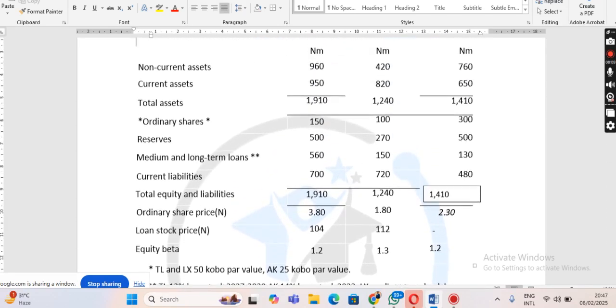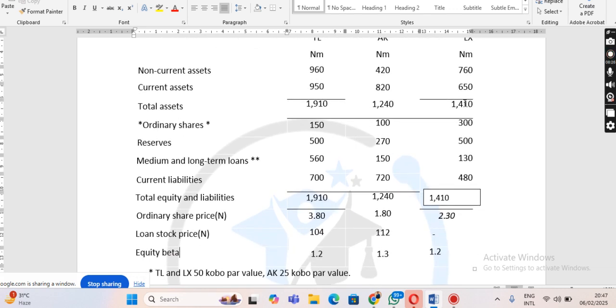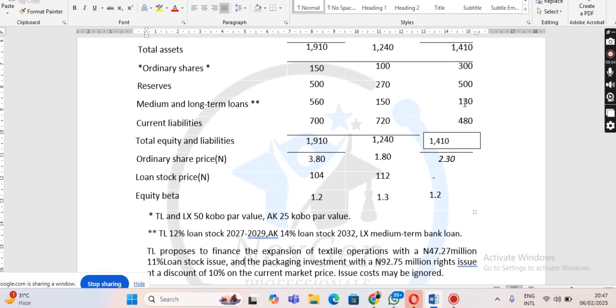Now, don't forget, as in the summary of yesterday, that TL is the main company. AK and LS are the proxy companies, operating in the packaging industry. We're given the ordinary shares as the sources of finance, then the medium and long term as the sources of finance, which is the value given to us here. As explained yesterday, all these elements are the market price of each of the company. Then we have the equity beta.